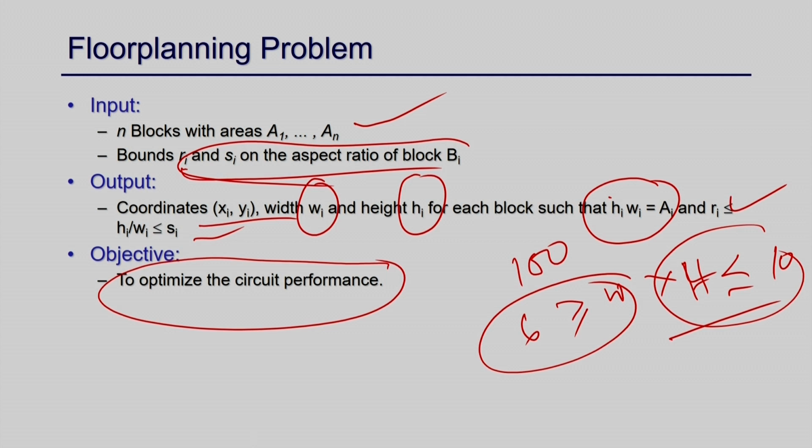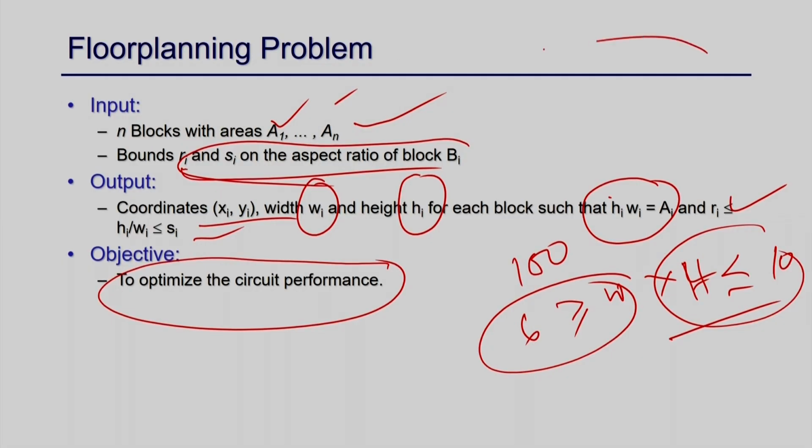So, this is the problem. You are given components where the area is given, and the aspect ratio of height and width is not fixed, but there are some restrictions: your height and width should not go beyond this, or should be at least this, that kind of thing. And you try to place all the blocks in a physical area.